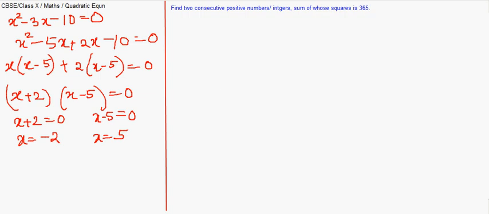So we have to assume two positive consecutive integers. Suppose one is x, so the other one will be x plus 1. As per the question, it says sum of whose squares, so it is x square plus the square of the next number as well. This is giving us 365.